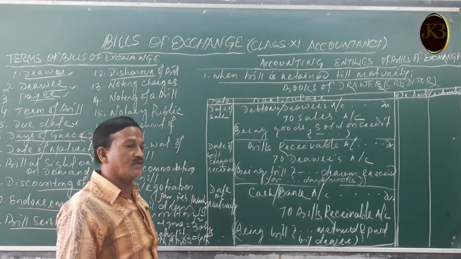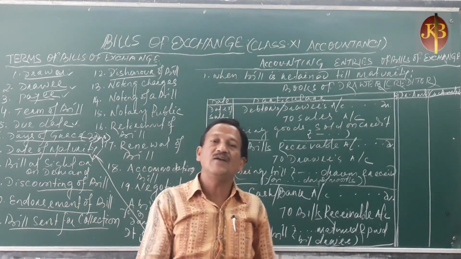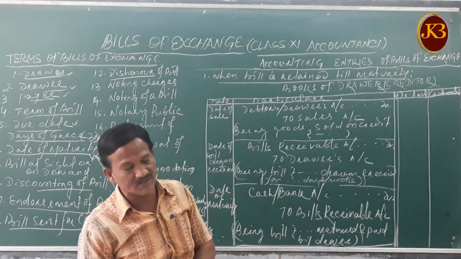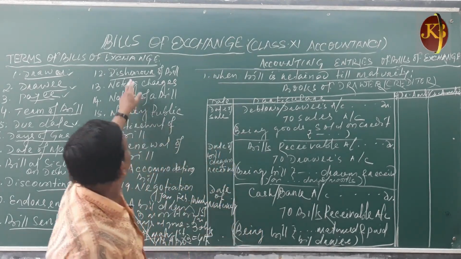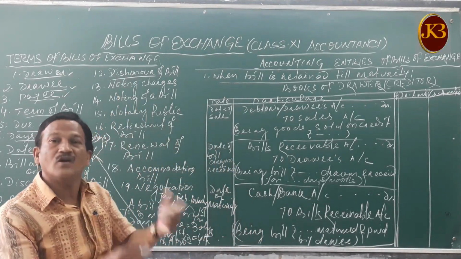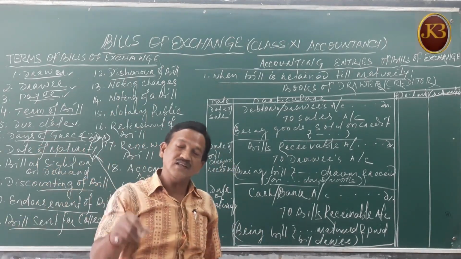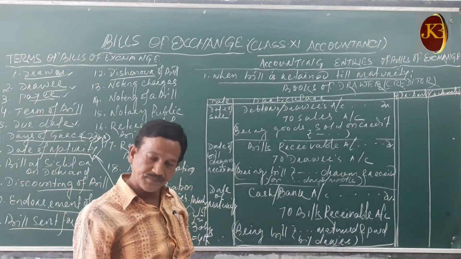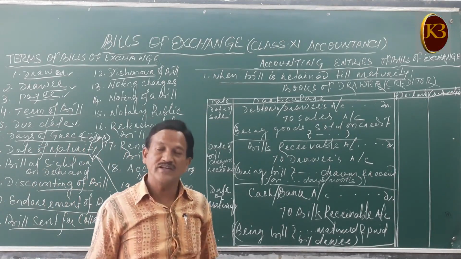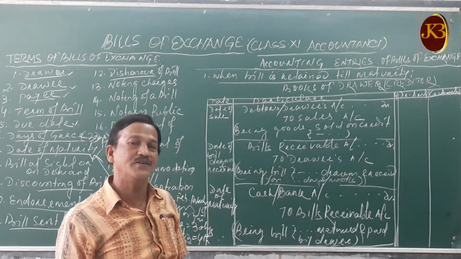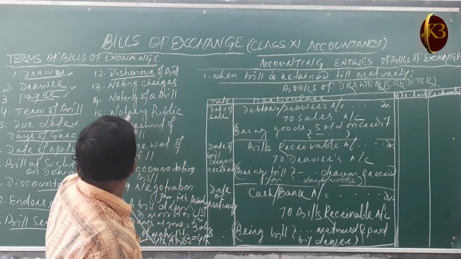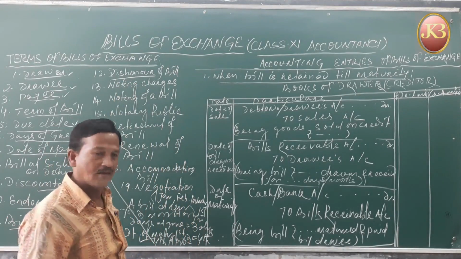On 4th April the drawee fails to make the payment. That means the drawee says, I am unable to make the payment of the bill on the date of maturity, on 4th April. So then the bill is dishonored. It is not honored. When the drawee makes the payment, it is called honor of the bill. When the drawee is unable to make the payment of the bill on the date of maturity, then it is called dishonor of the bill.